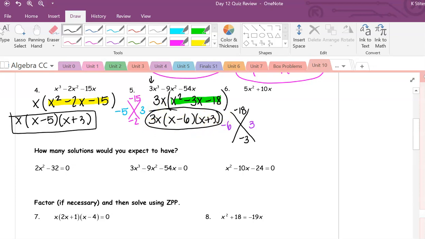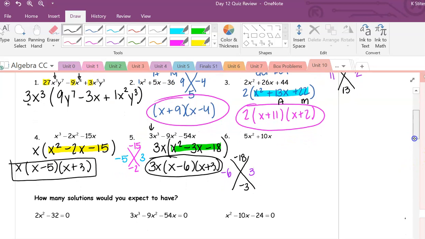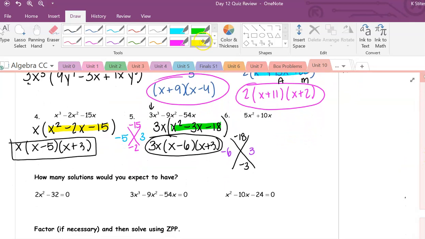All right, last one of these, number 6. This looks like a box problem, kind of. You're missing your number, but I would not recommend you treat it like a box problem. Instead, I would recommend you treat it like the first problem, okay, just a GCF problem. You can take the 5 out of both 5 and 10, and they both have an x. The smallest one is just x.